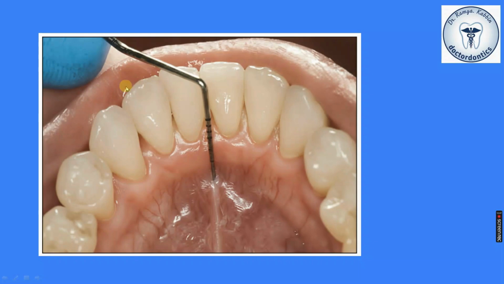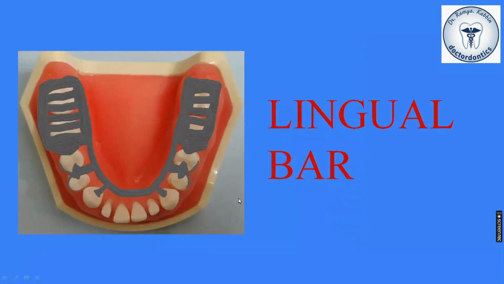This time, gently place the periodontal probe, make the tip touch the floor of the mouth and measure the most apical position of the gingiva. This is the most apical position of the free marginal gingiva. You should measure like this for all the teeth and decide how much space is there. Depending upon that, you can give the major connector. Now this is the lingual bar. You can see, it is placed and we have two rests and one indirect retention.